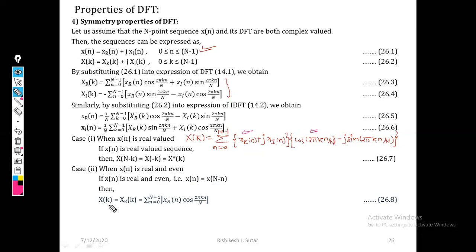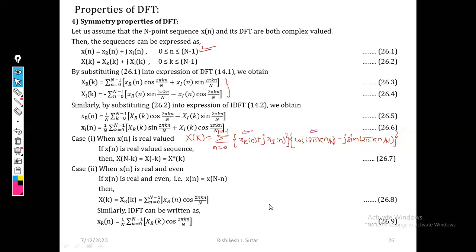So x of k is equal to summation x of n cosine of 2 pi k n upon capital N. If I get this DFT, I can find the IDFT also from this equation. It is the reverse of this, that is x of n is equal to 1 by n summation x of k cos 2 pi k n upon capital N. So this is for the case when x of n is real and even.